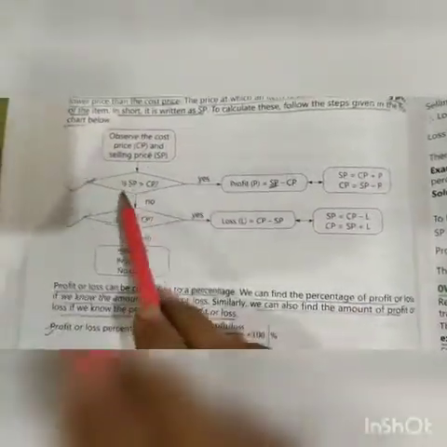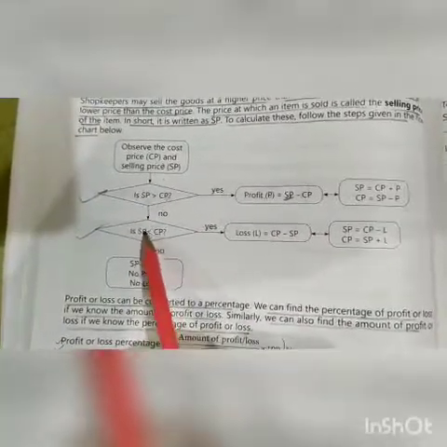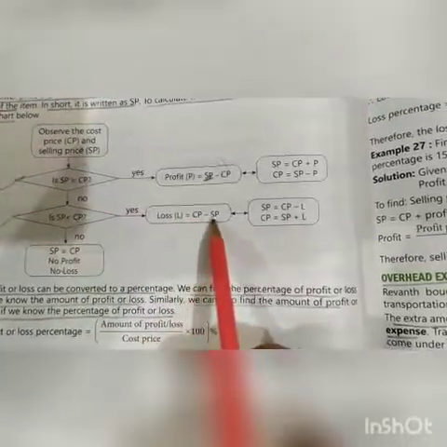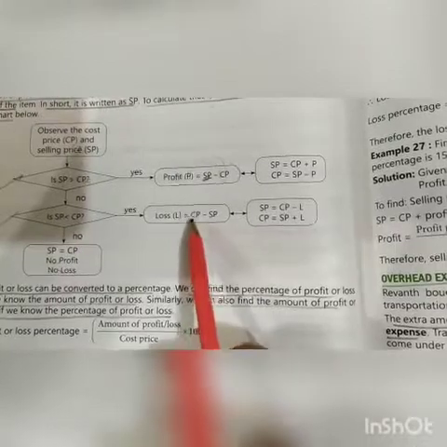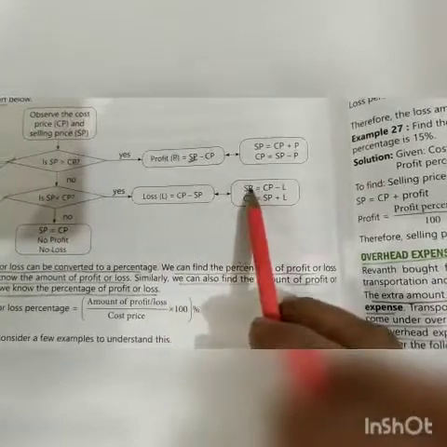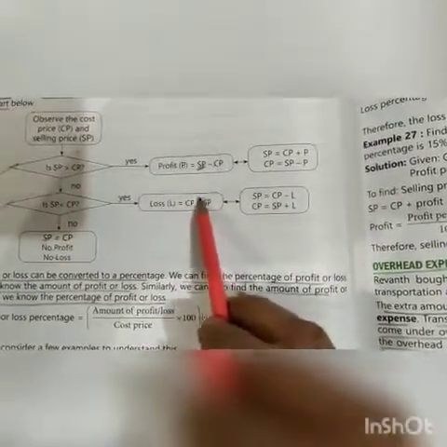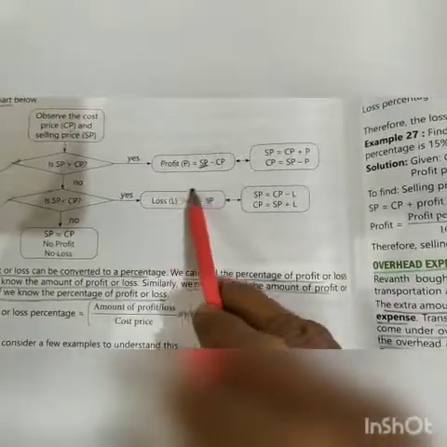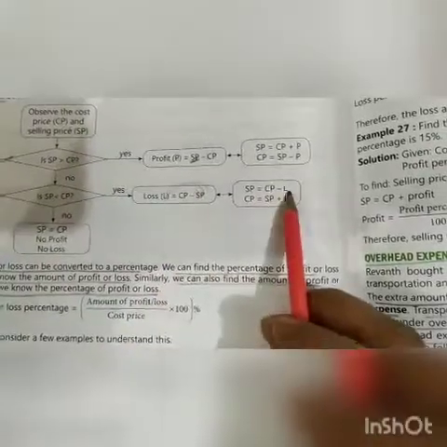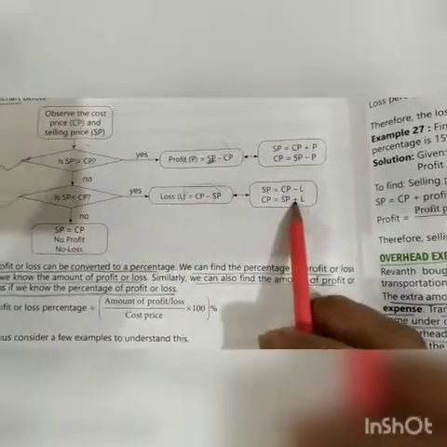But if the selling price is not greater than the cost price, if the selling price is less than the cost price, then there will be loss. And loss is equal to CP minus SP. If we subtract the selling price from the cost price, we can find loss. And from this formula, we can also find these two. See here, take this selling price to this side and bring this loss to this side. Means selling price is equal to cost price minus loss, and cost price is equal to selling price plus loss.